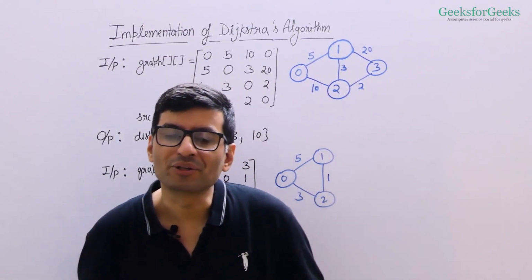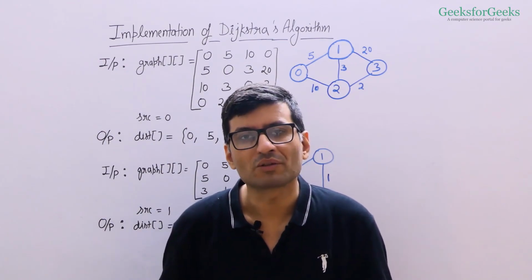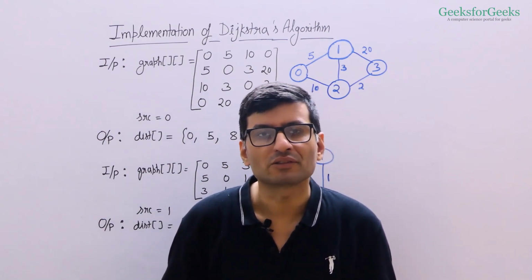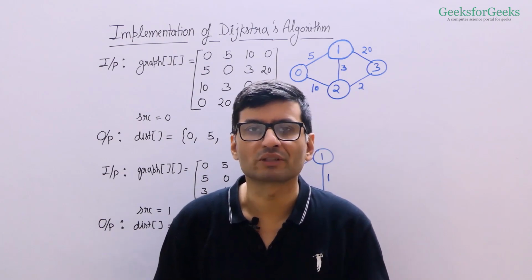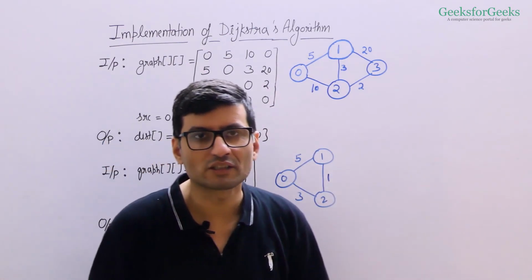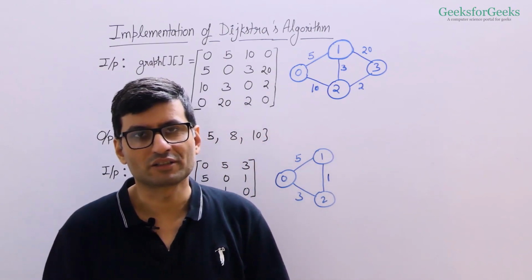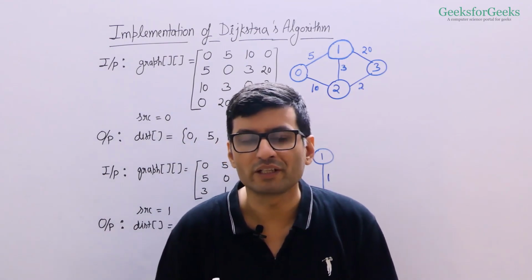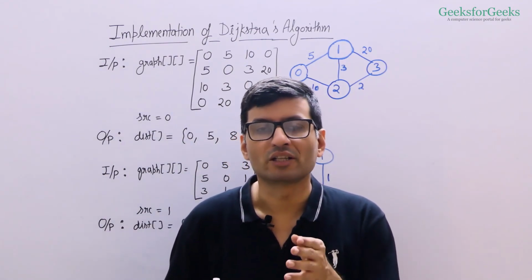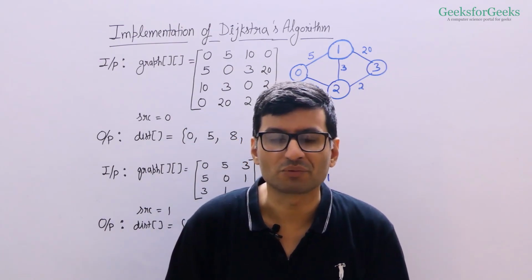Hi, in this video we are going to talk about implementation of Dijkstra's algorithm. We are going to keep our implementation super simple. We are going to assume that vertex numbers are from 0 to v minus 1 when we have v vertices. We are also going to assume adjacency matrix representation, and we are going to implement a very naive implementation. Then by the end of this video we will talk about optimizations and data structures that we can use.